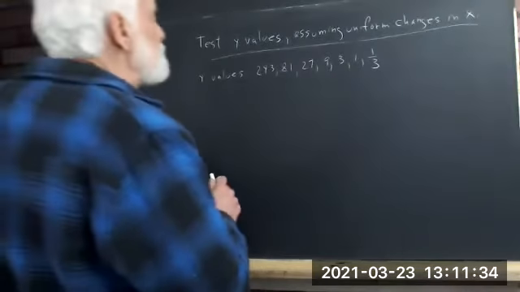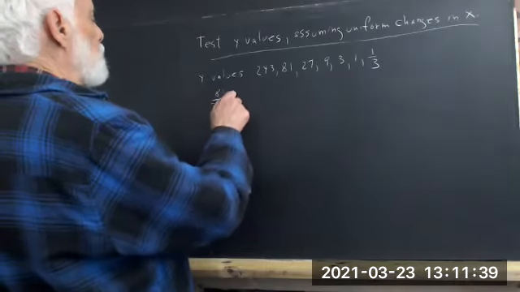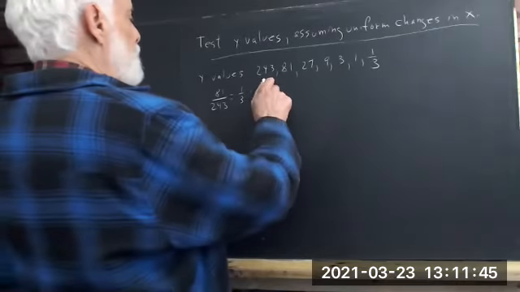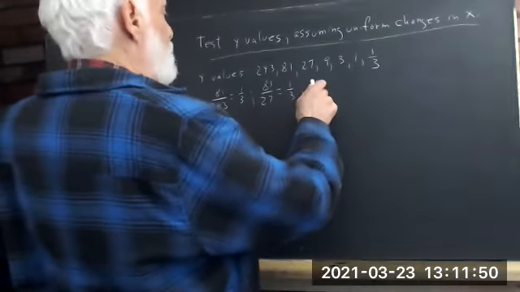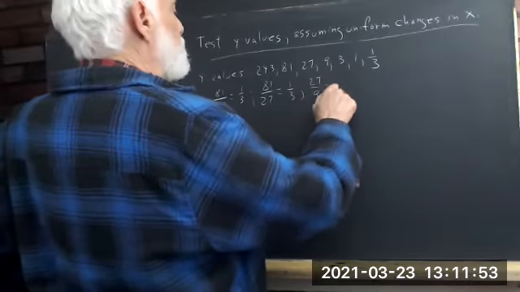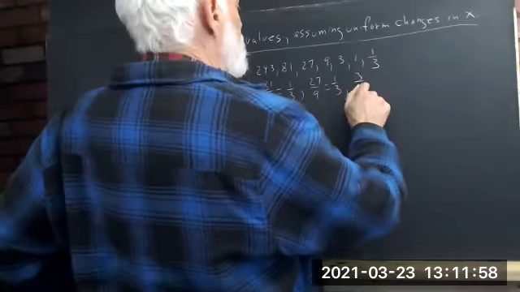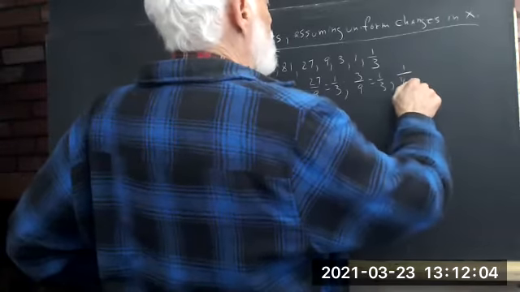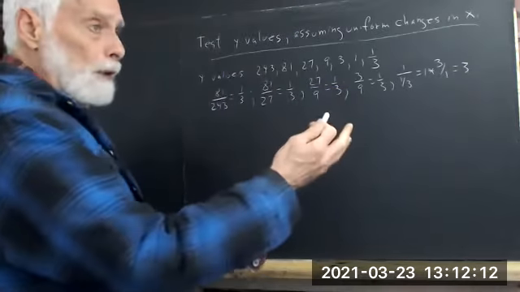Now, 81 over 243 is 1/3. 81 over 27 is 1/3. 27 over 9 is 1/3. 3 over 9 is 1/3. 1 divided by 1/3 is 1 times 3 over 1, which is 3. So we have the same ratio.